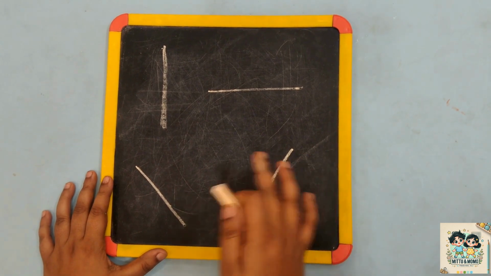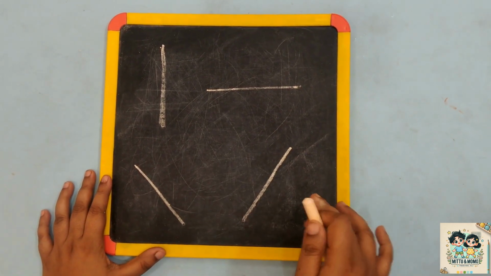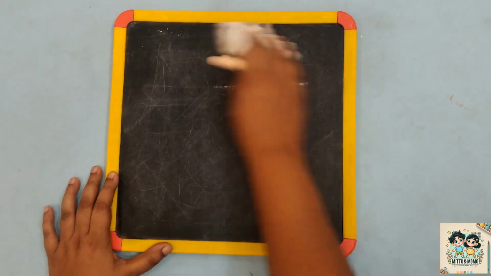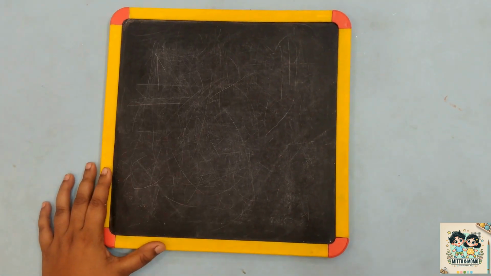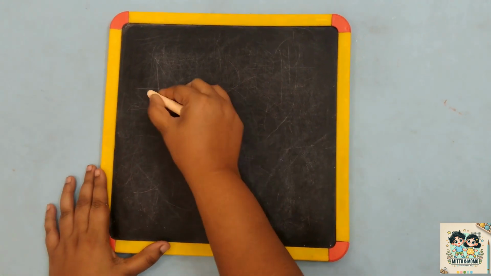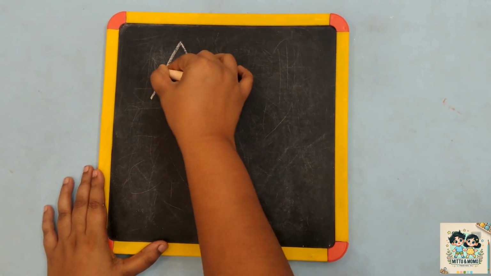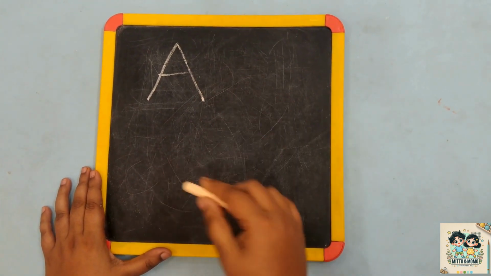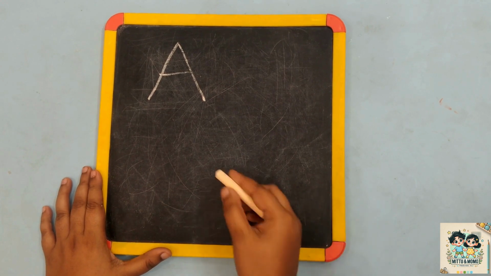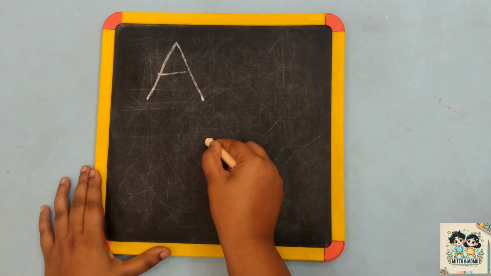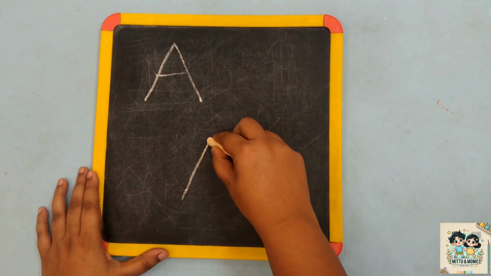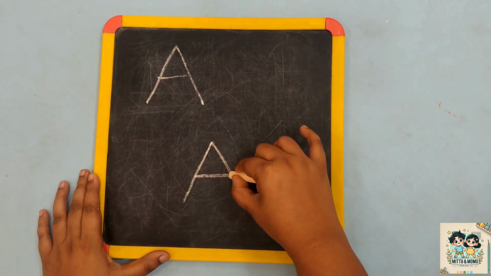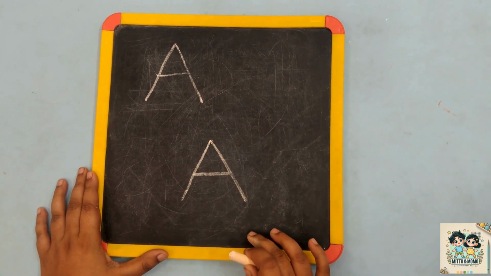Now let's see what letters we can make by using these lines. So now let's write the letter A. We can make it with the lines which we have learned till now. One right slanted line, one left slanted line, and one sleeping line in the middle. This makes a letter A.